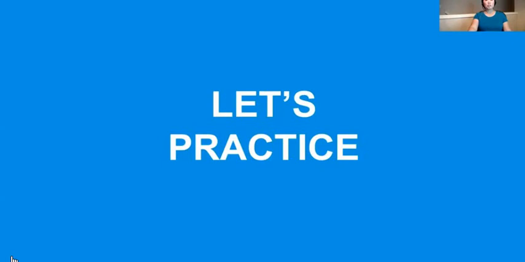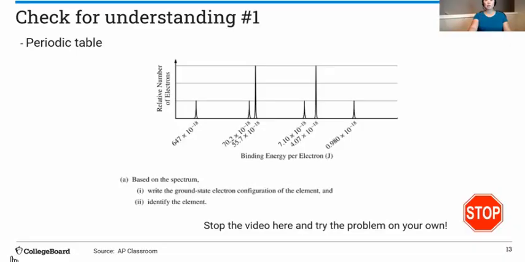In the last video, we took a look at how to read a PES spectra, and we're going to use that information to answer a question here. We already talked about how to determine how many electrons there were and the placement of the electrons. What I'd like you to do is answer this question, which asks: based on the spectrum, write the ground state electron configuration of the element and identify the element. Press stop, answer the question, and then press play when you're ready to continue.